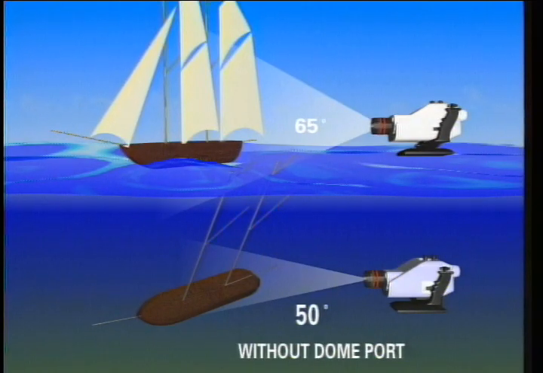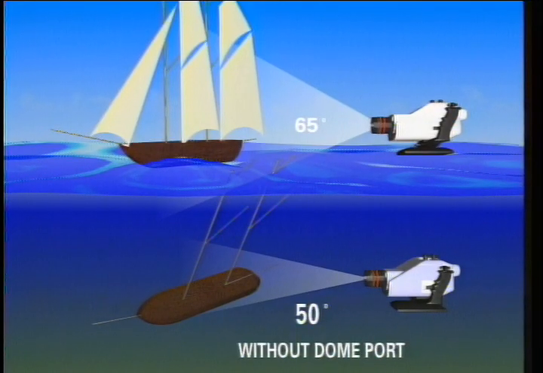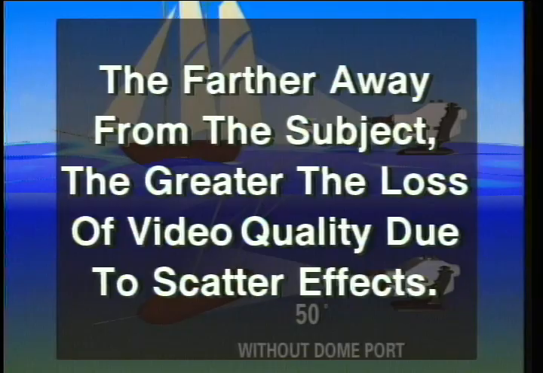This means the camcorder's lens has a reduced angle of coverage when it's underwater. This reduced angle of coverage forces the camera operator to move farther away from the subject just to get it in the frame. And in this regard, it does affect color and detail. The farther away we are from the subject, the greater the loss of video quality due to scatter effects.